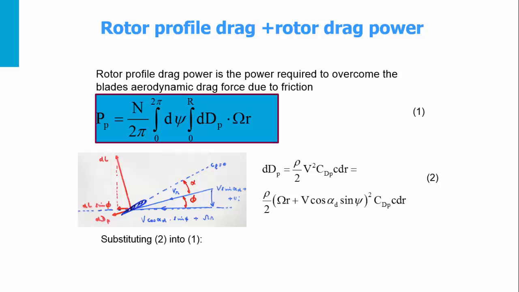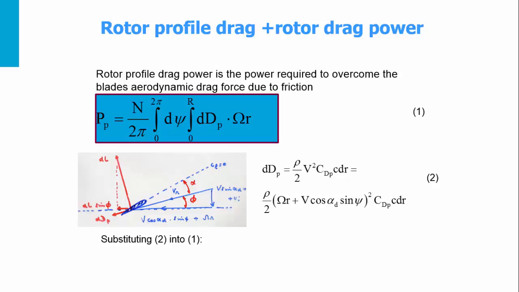We will start first by calculating the rotor profile drag power. How to calculate this integral? First, we have to calculate the profile drag of the blades. Now, the profile drag of the blades is classically defined as rho over 2 V squared, times the profile drag coefficient, multiplied by the area of the blade element.